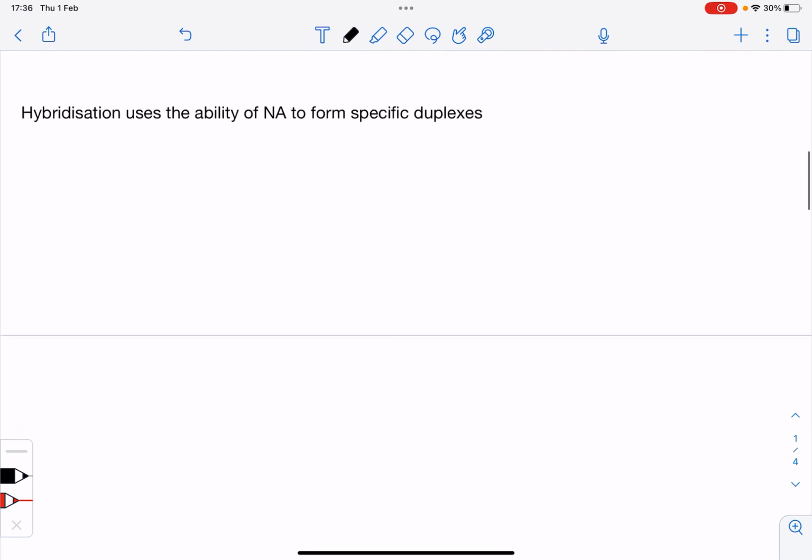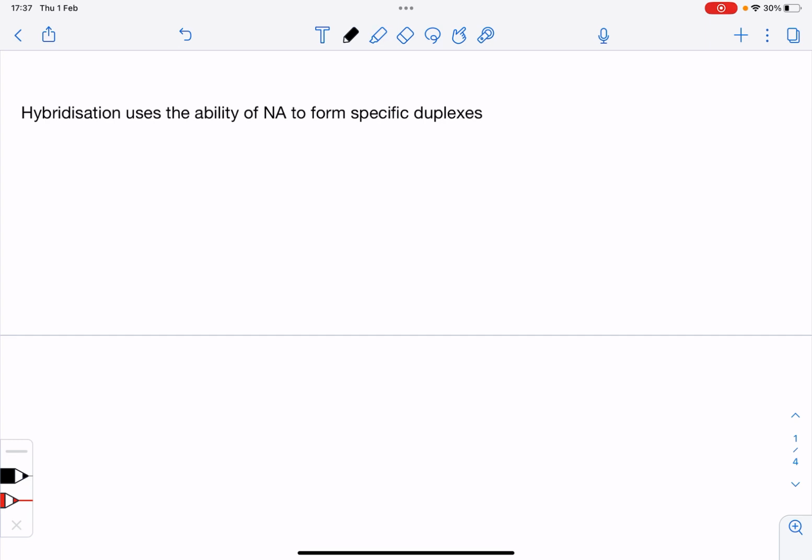Hybridization uses the ability of nucleic acids to form specific duplexes. When making duplexes, hybridization harnesses the unique ability of nucleic acids to form specific duplexes by exploiting the complementarity and hybridization of labeled nucleic acids, often referred to as probes. This technique allows us to pinpoint and analyze specific genetic sequences. This powerful method is foundational in molecular biology, aiding in the precise identification and study of genetic material.